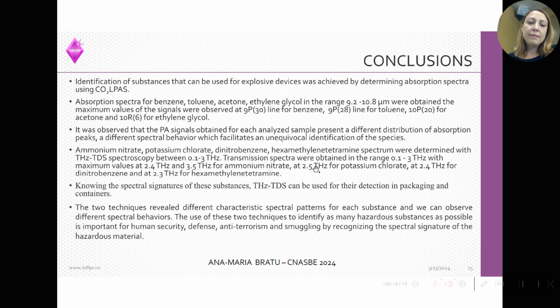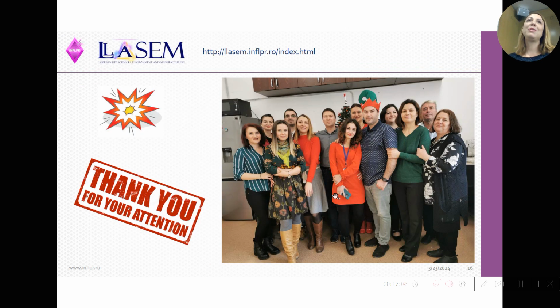The 2 techniques reveal different characteristic spectral patterns for each substance, and we can observe different spectral behavior. The use of these 2 techniques to identify as many hazardous substances as possible is important for human security, defense, anti-terrorism, and smuggling by recognizing the spectral signature of the hazardous materials. So thank you for your attention.